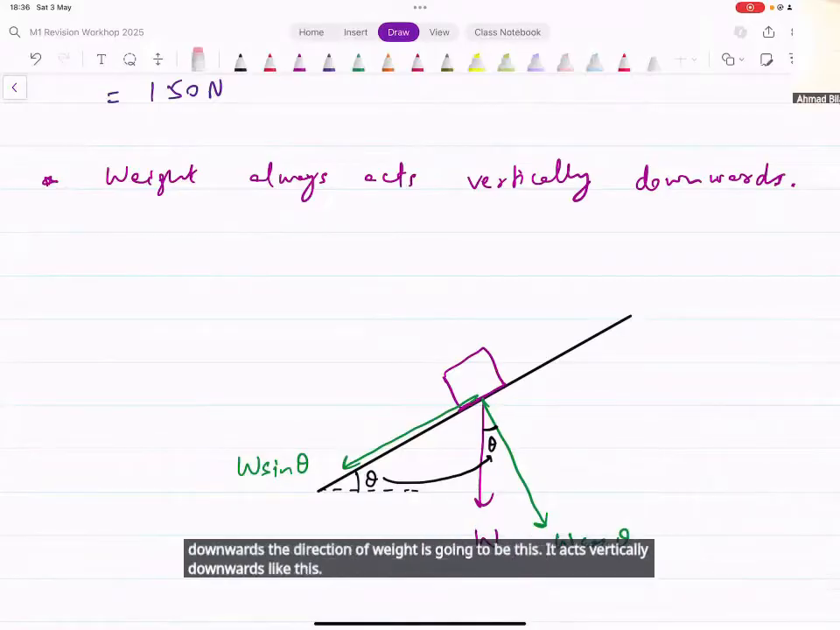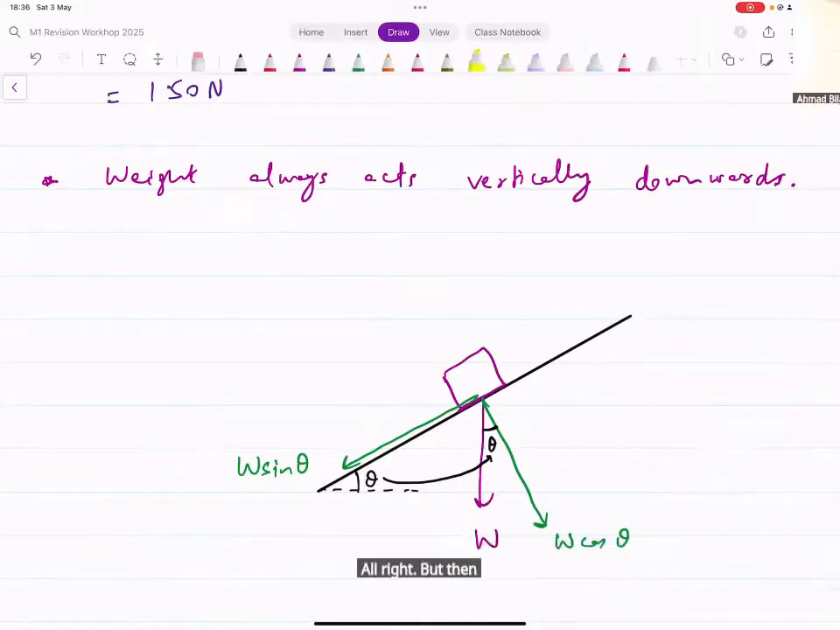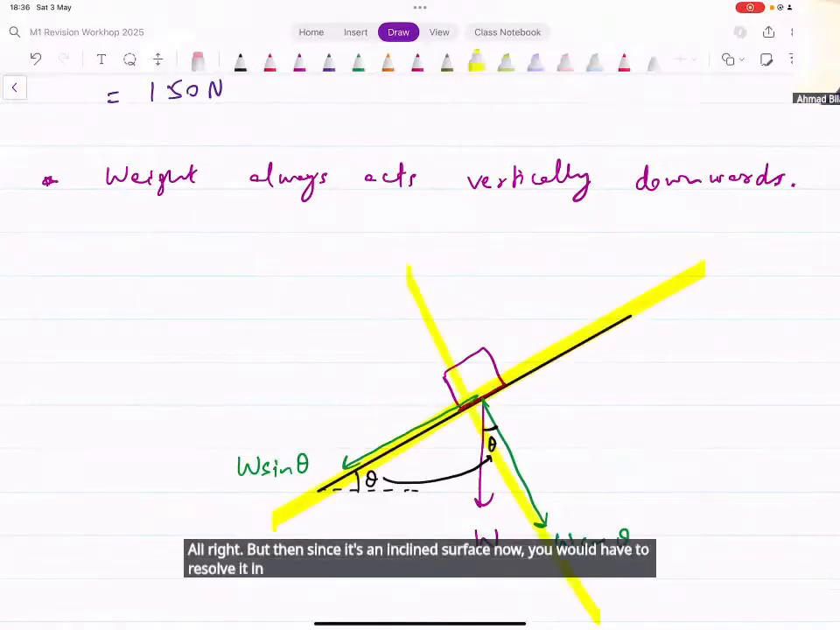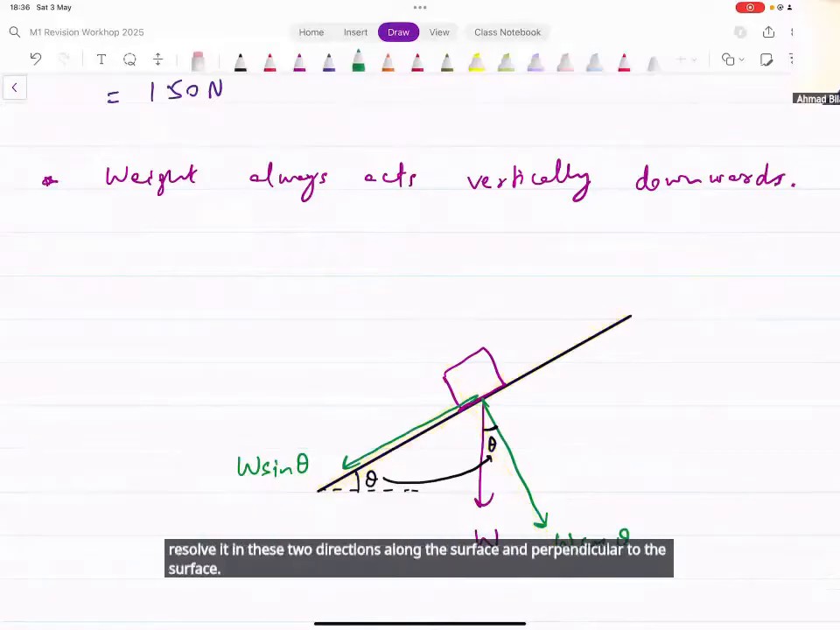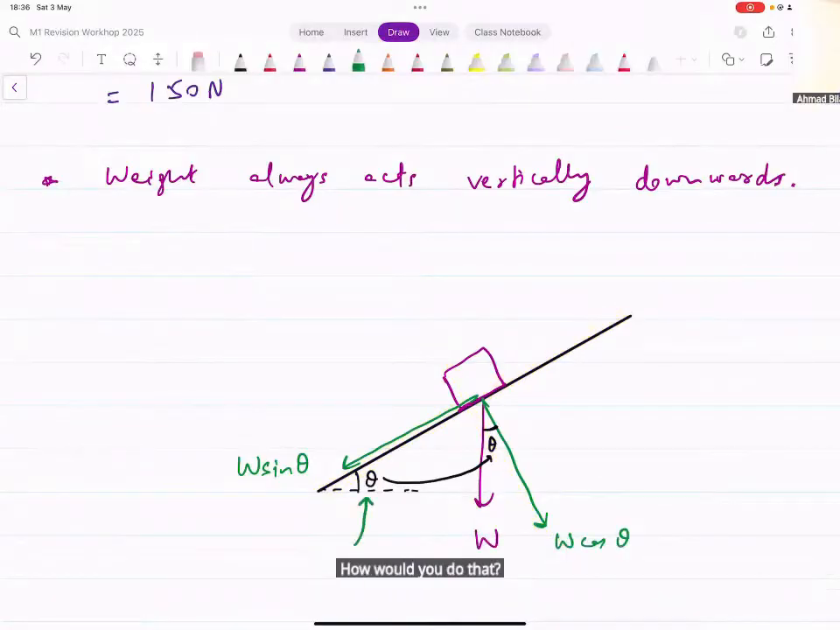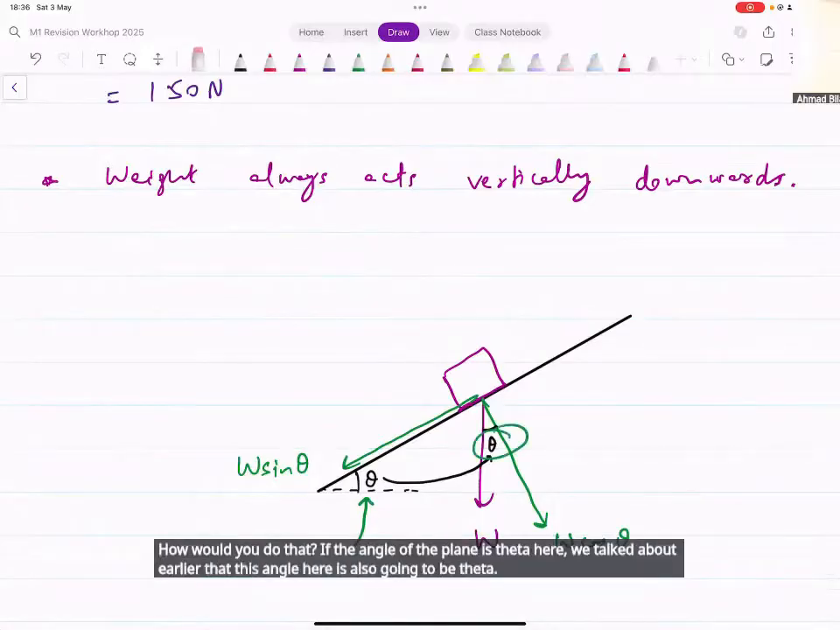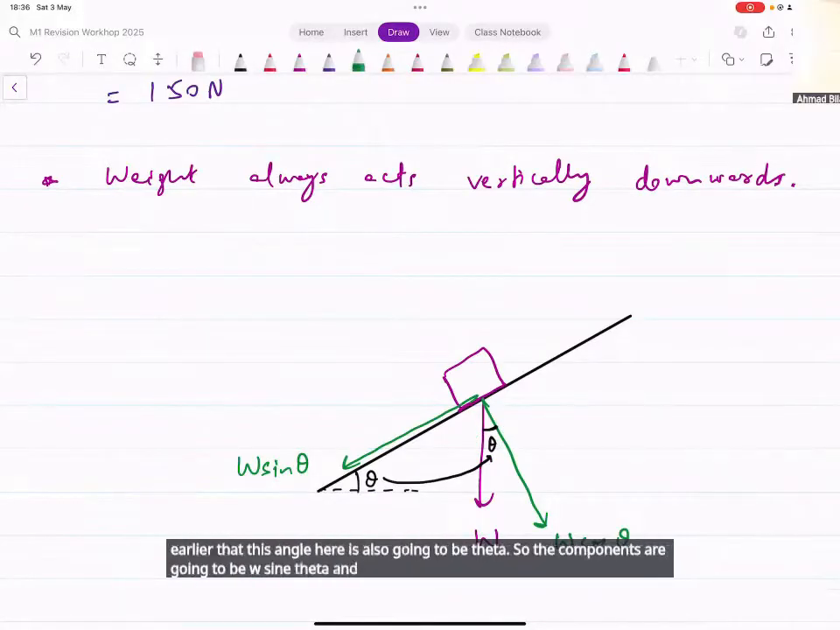All right. But then since it's an inclined surface now, you would have to resolve it in these 2 directions, along the surface and perpendicular to the surface. How do you do that? If the angle of the plane is theta here, we talked about earlier that this angle here is also going to be theta. So the components are going to be W sine theta and W cos theta along the surface, W sine theta and this W cos theta when you resolve this weight.